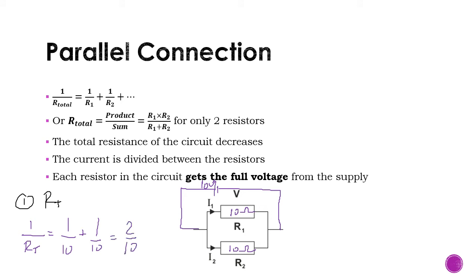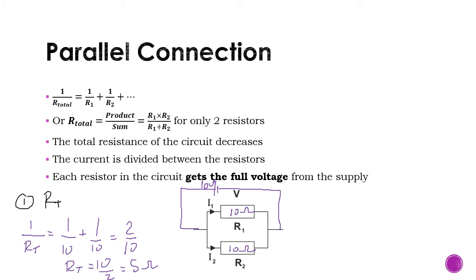If you don't know how to add fractions, just do this on your calculator. That's not your answer because I want R total. This equation gives you 1 divided by R total. So I'm going to flip the fraction over and R total equals 10 over 2, which is 5 ohms. So that's the total resistance. Notice the total resistance is 5, less than both of these. If this is 10 and this is 10, it becomes less than 10. Okay, good. That's the first step.